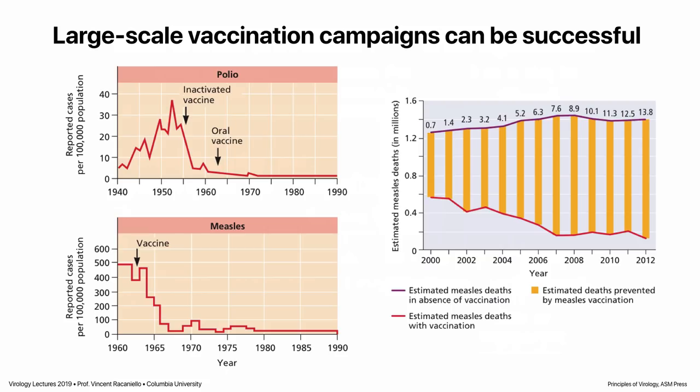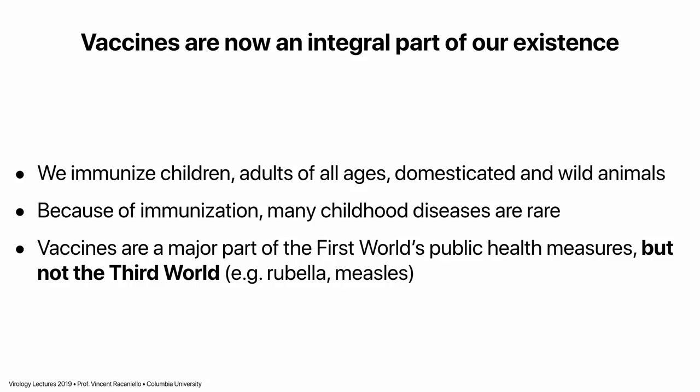This graph on the upper right tells you the number of deaths that have been prevented by using measles vaccine. So here, from 2000 to 2012, you have on the top curve the estimated deaths in the absence of vaccination. On the bottom is the estimated deaths with vaccination, and the number in between is how many we've prevented. This is a cumulative number. So in this period, we've prevented 14 million deaths globally by immunizing against measles. So you can die from this, as I told you. You can get encephalitis.